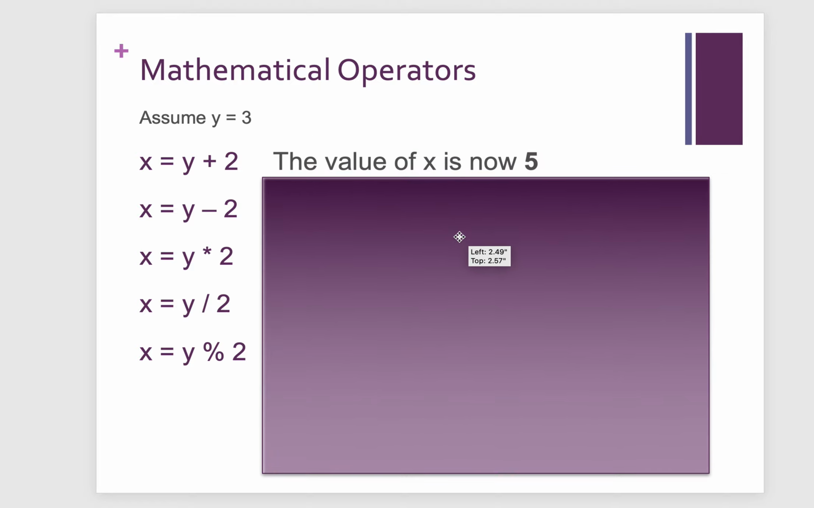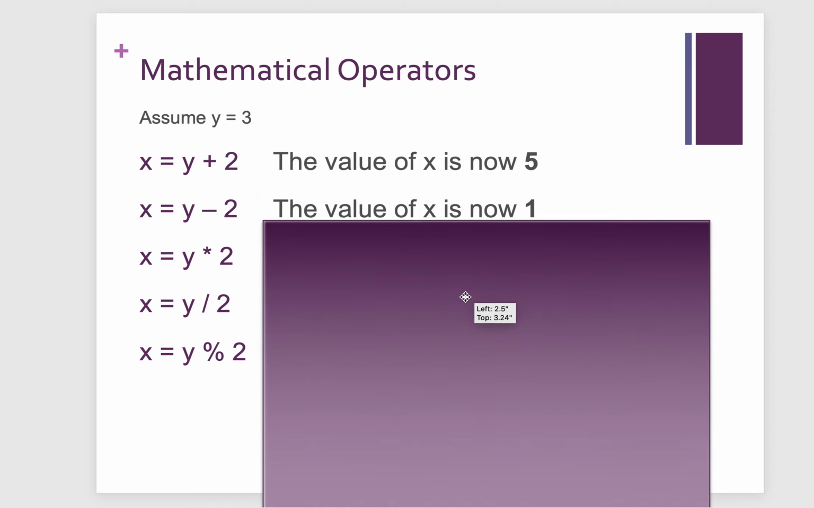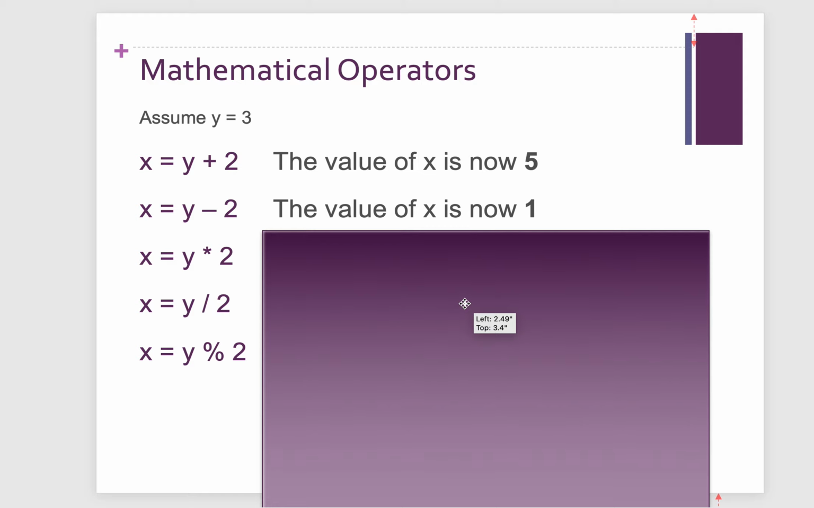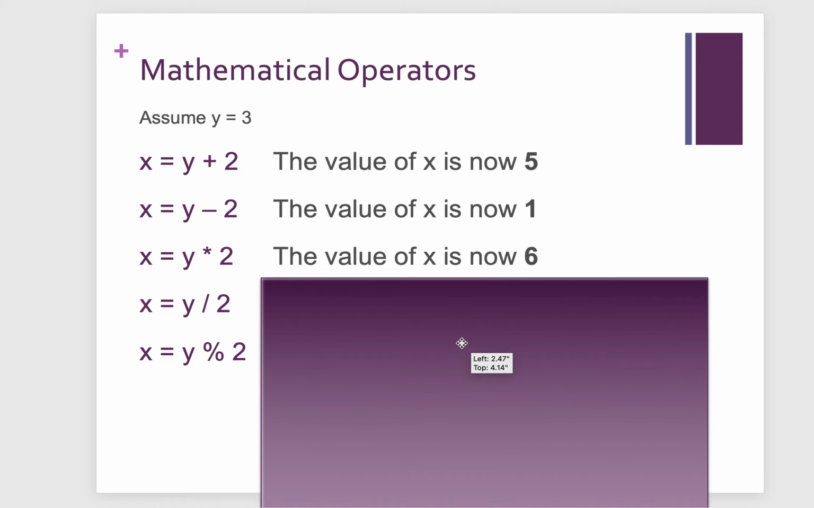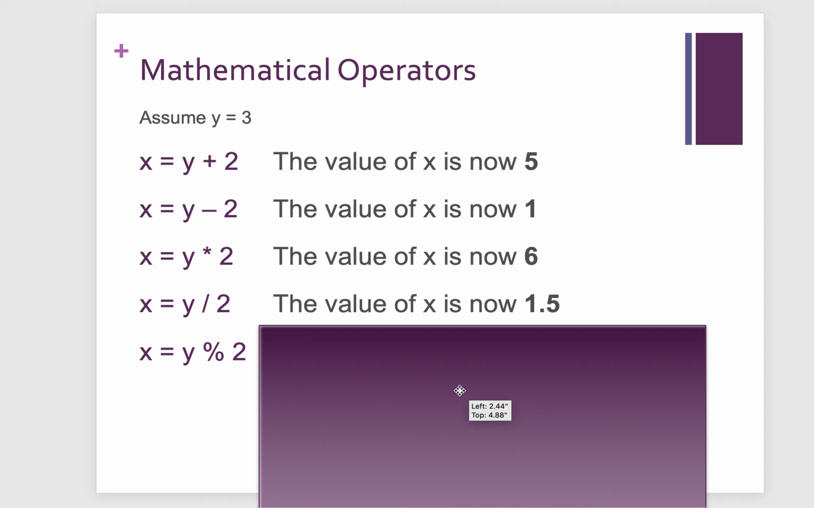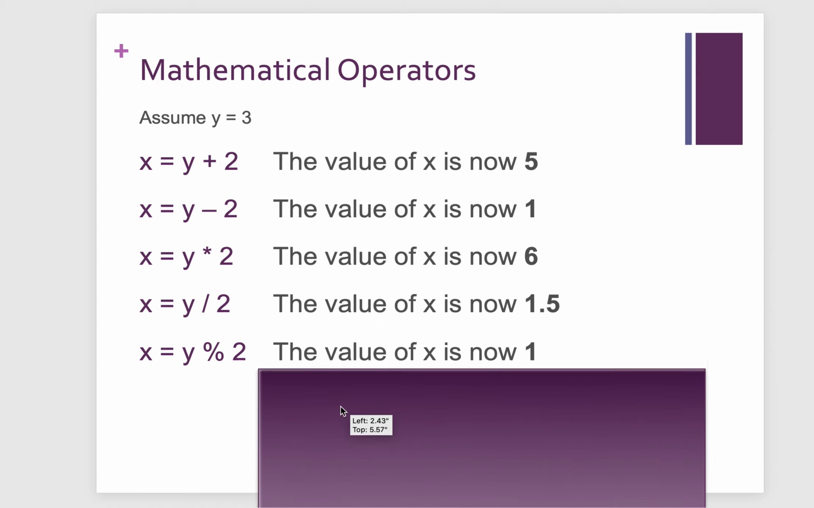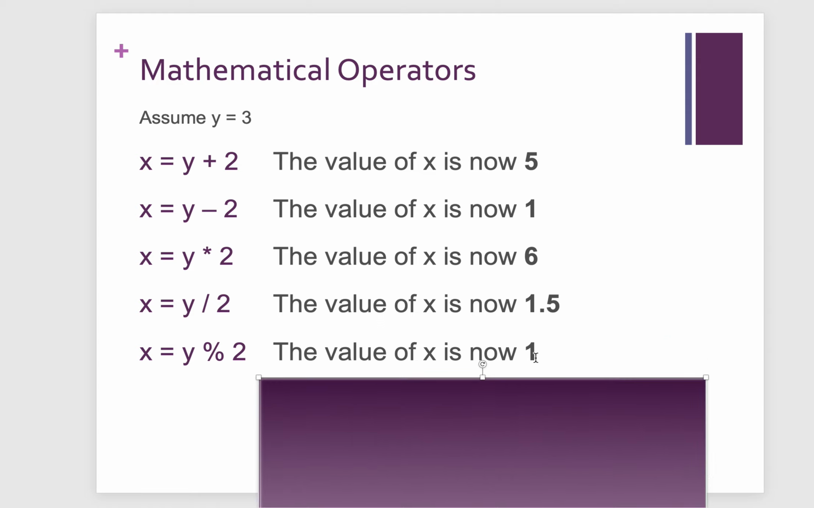Well, it would be 5. Y minus 2 would make x have the value of 1. And each time we're just assuming that this rolls over and y is always 3. Y times 2, now x has the value of 6. Y divided by 2, the value of x is 1.5. And if we do y mod 2, 2 goes into 3 one time with 1 left over, so 1 would be the remainder, the mod.